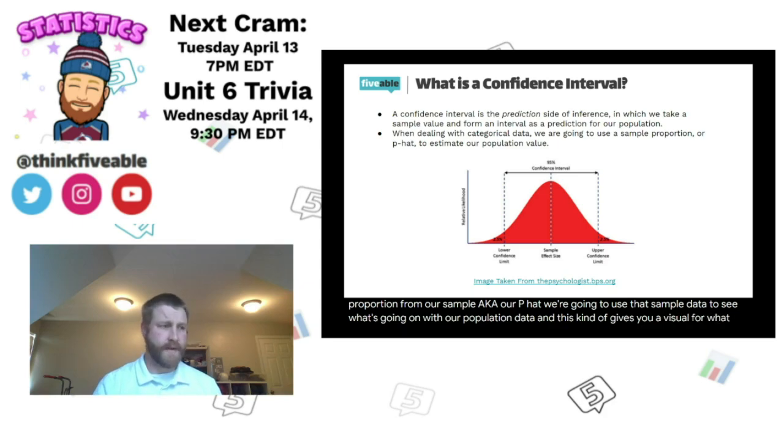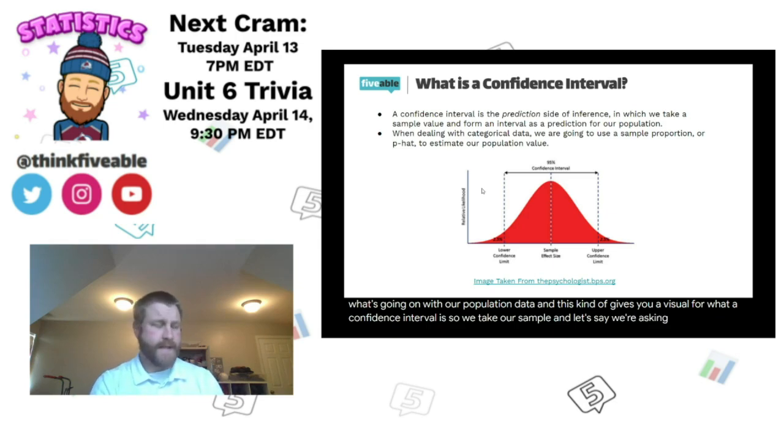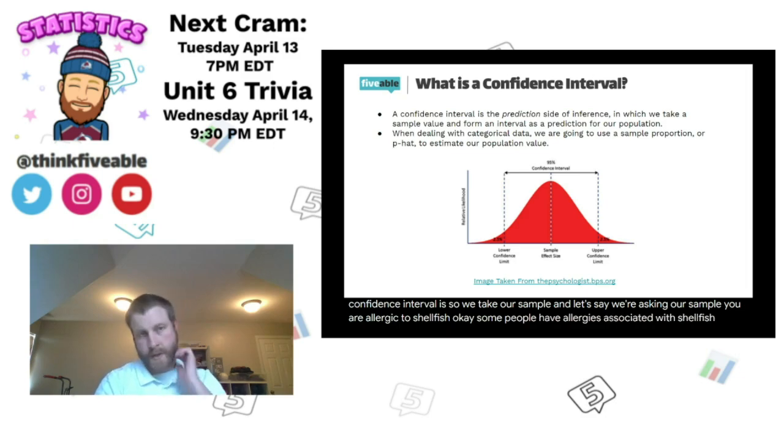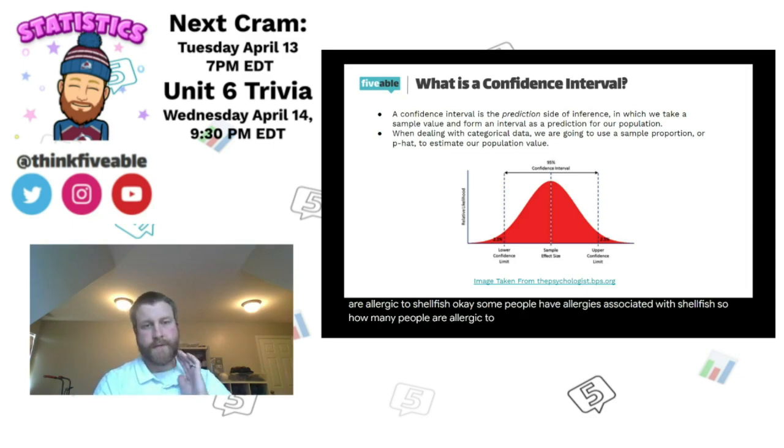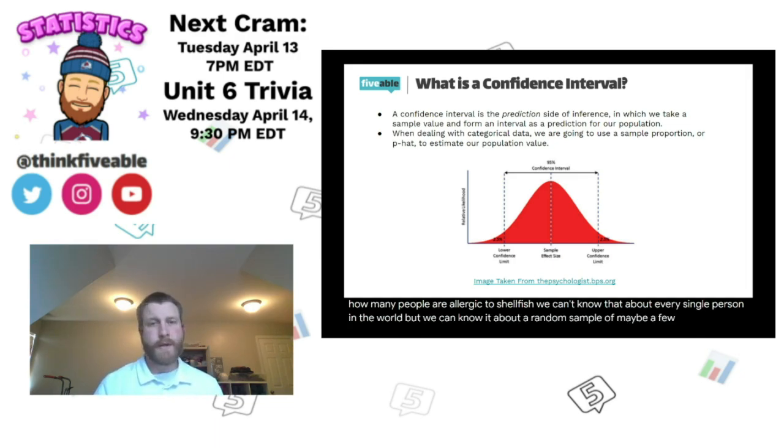And this kind of gives you a visual for what a confidence interval is. So we take our sample, and let's say we're asking our sample, how many of you are allergic to shellfish? Okay, some people have allergies associated with shellfish. So how many people are allergic to shellfish? We can't know that about every single person in the world, but we can know it about a random sample of maybe a few hundred people.